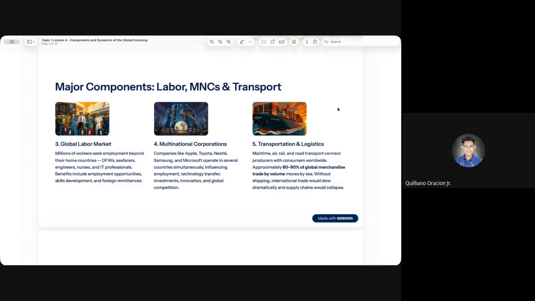The global labor market means workers move to countries where jobs are available. We have OFWs, nurses, engineers, IT professionals, seafarers. I know for sure some of you here are planning to work abroad. In this global market, as a seafarer, I know for sure some of you are dreaming that you will be able to sail internationally. So, of course, you are the future participants in this global labor market.